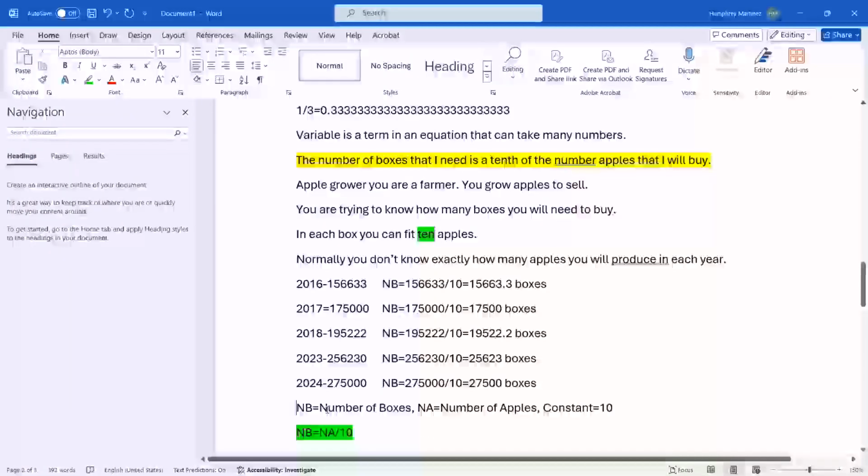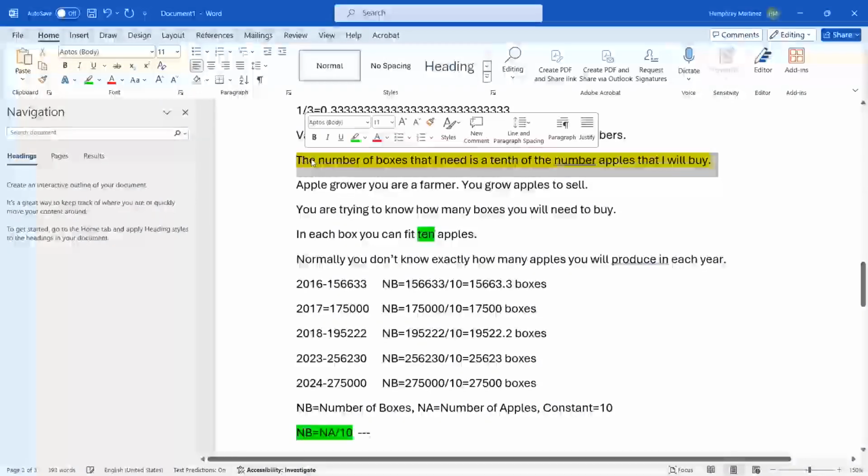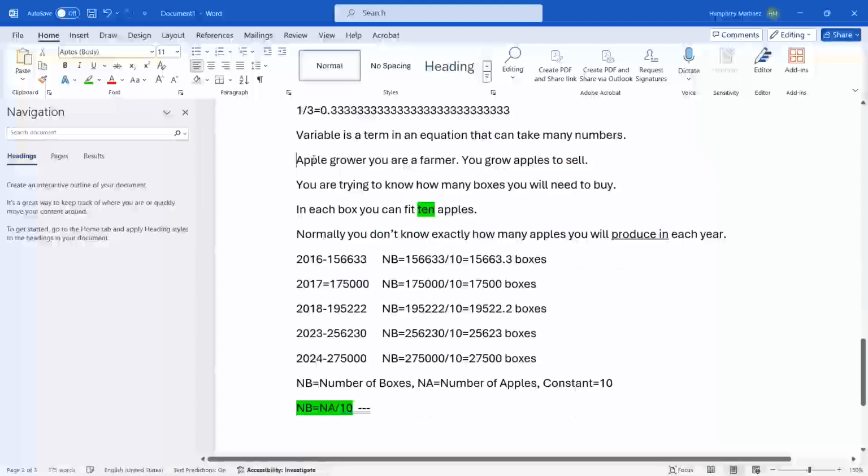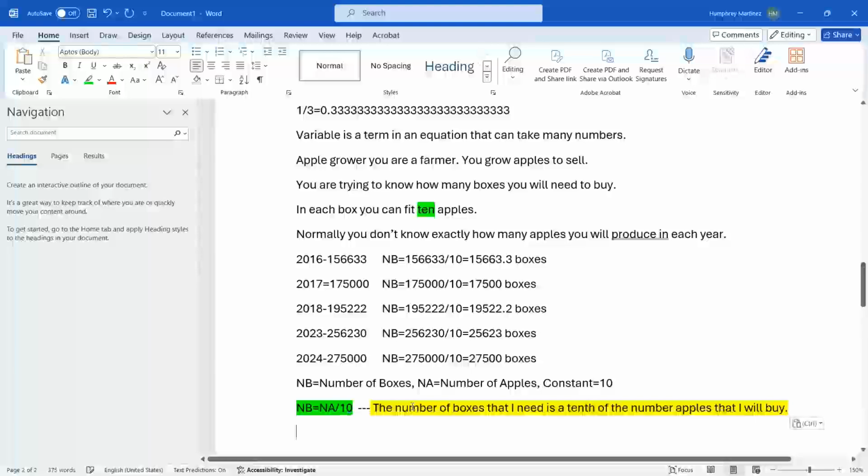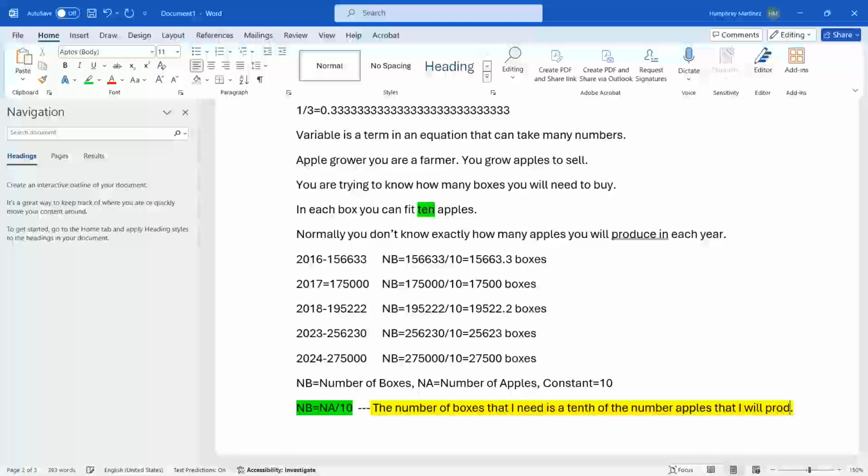That's because, you see, this expression is in letters, but they are the same. You know, I can say this is the same: the number of boxes that I need is a tenth of the number of apples that I will produce. El número de cajas que yo necesito es un décimo del número de manzanas que voy a producir. Here it is not buy, actually it's produced. They're all produced because you're a farmer. ¿Entendieron eso?